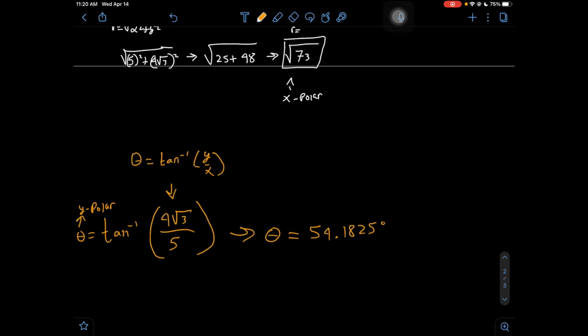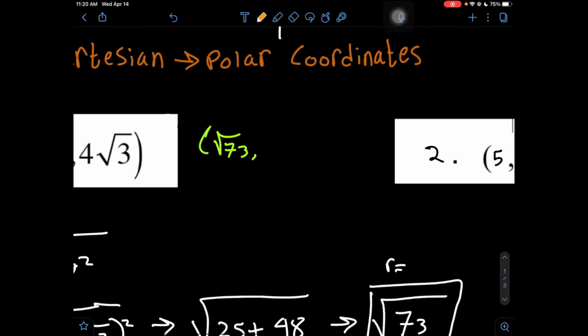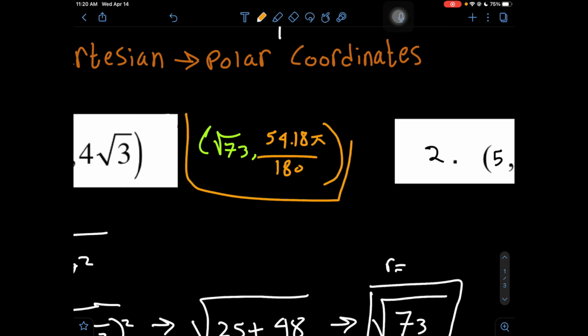54.1825. And that's in degrees. So we just said that we're going to multiply by pi and divide by 180 if we want it in radians. So we're going to have theta equals 54.18 times pi over 180. And this is going to be our y value for our first coordinate point. So we're going to do 54.18 pi over 180. And that is our answer for number 1.